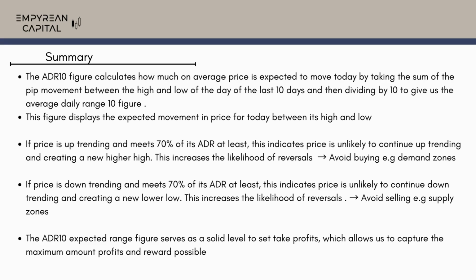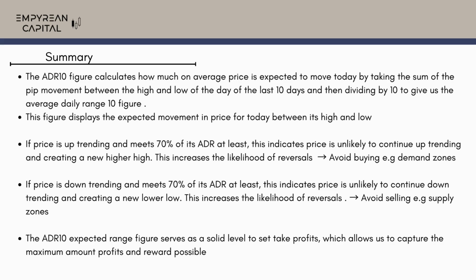And on the other hand, if price is downtrending and meets 70% of its ADR range at least, this indicates that price is unlikely to continue downtrending and creating a new lower low, because obviously that selling momentum has been exhausted, right? So it becomes highly unlikely for price to start trading any lower. And this increases the likelihoods of reversal, right? So we want to avoid selling off supply zones, right? We want to avoid continuing to sell the market on the day once price reaches its ADR low.